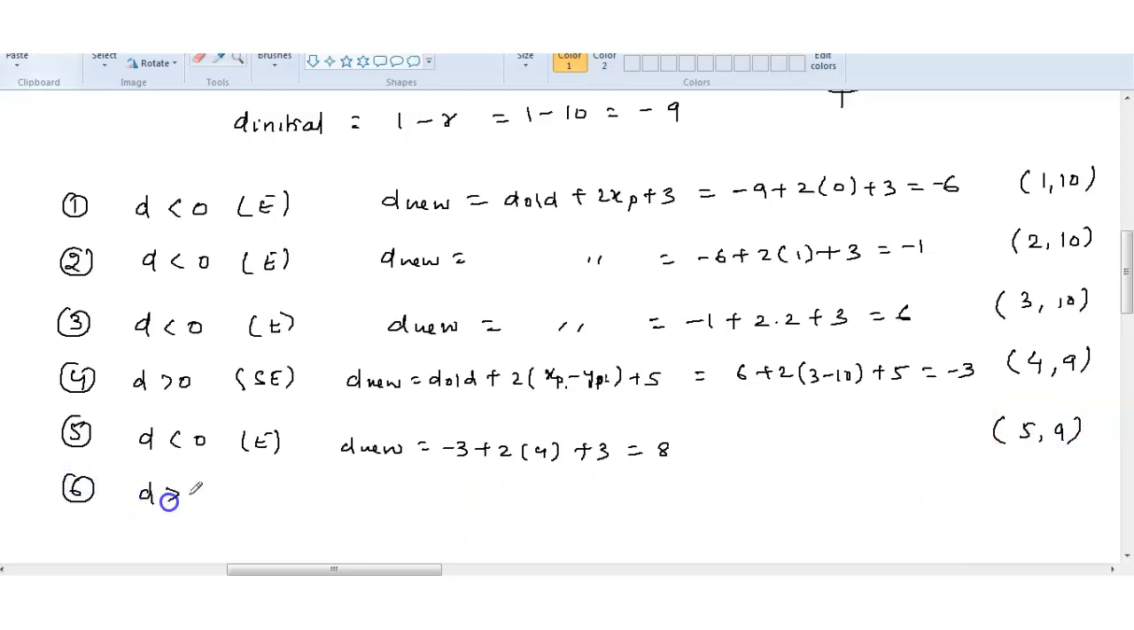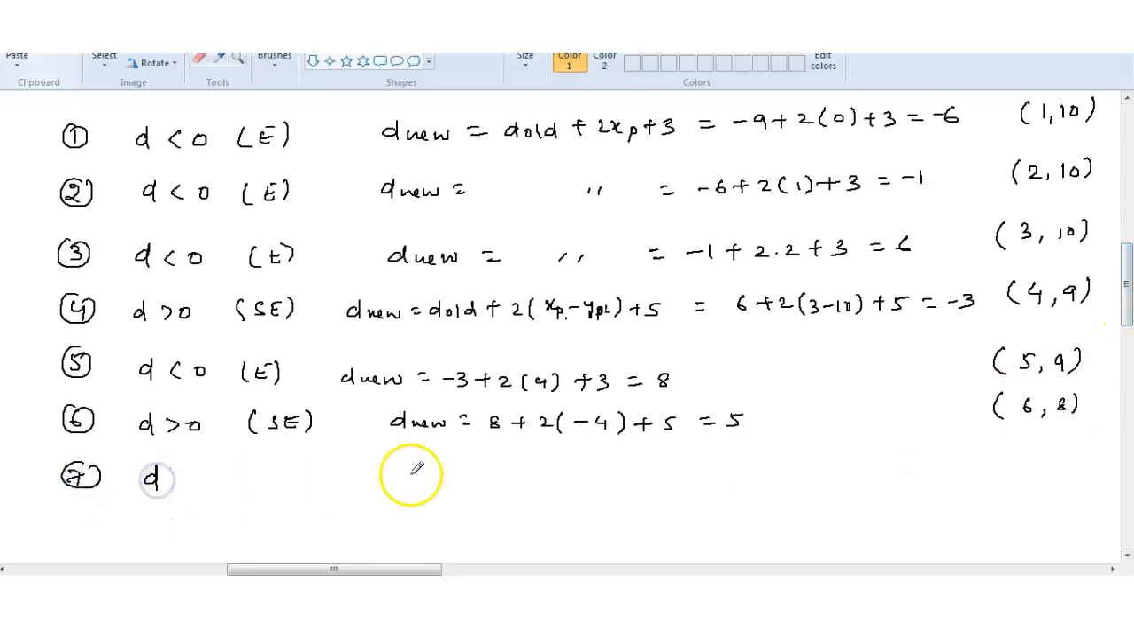Again here d is greater than 0. We have to choose the southeast. So d new is equal to d old plus 2 times of xp minus yp: 5 minus 9 is minus 4, plus 5, 13 minus 8, which is 5. X has to increment and y has to decrement.